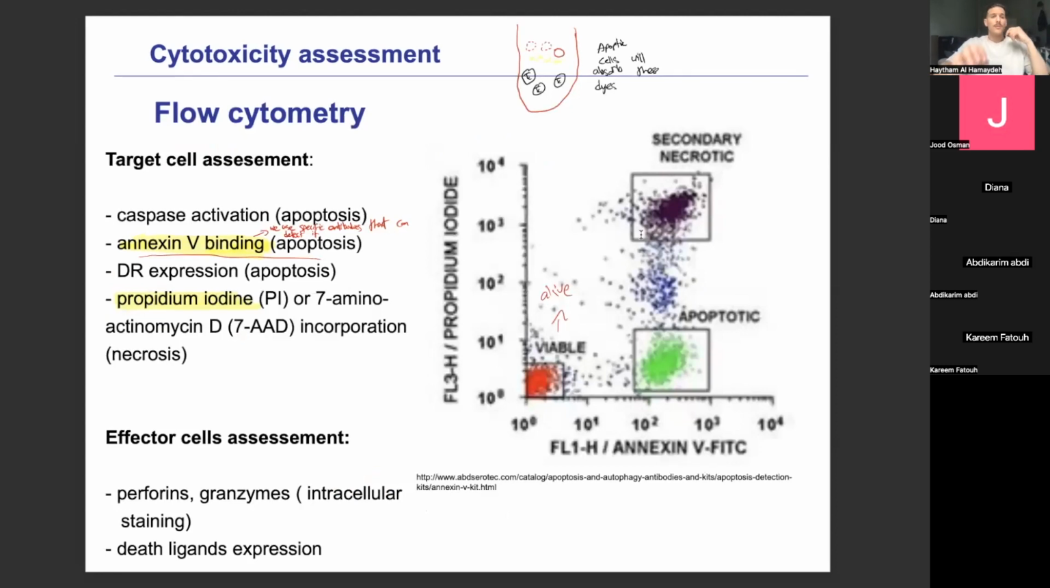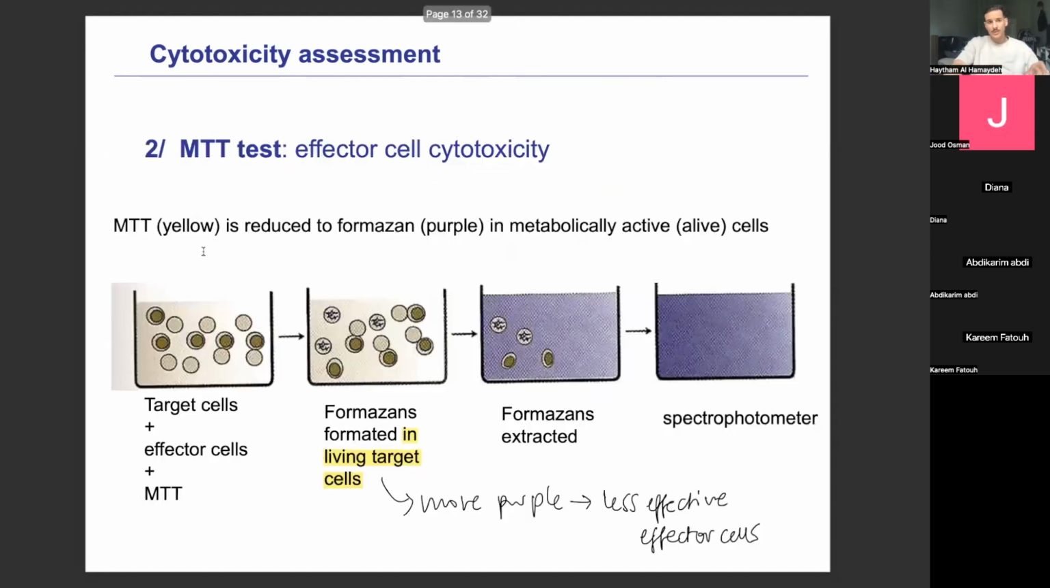Now this is just telling us that flow cytometry can be used to detect cytotoxicity. Why? Because all of those tests that we have spoken about earlier can be detected using shining of fluorescence. For example, I mentioned caspase activation. Caspase activation is what we talked about here.